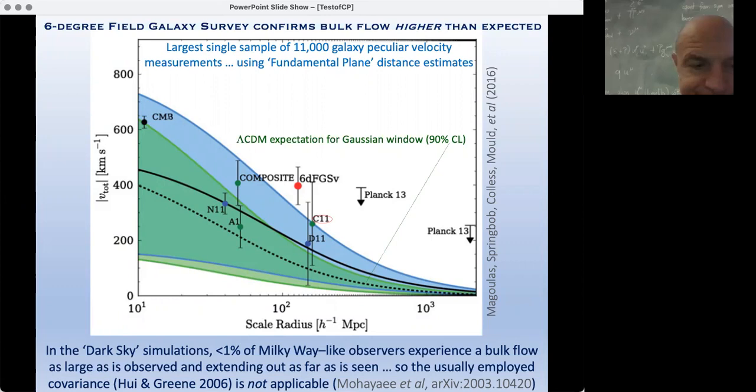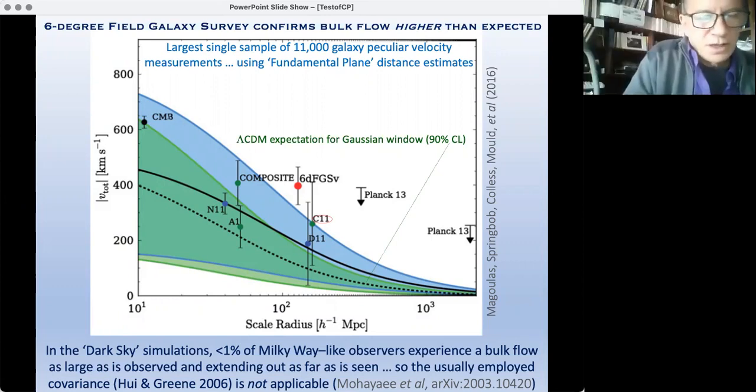Okay, thank you. We have to stop the discussion, but I'll take one last naive question. If there is a dipole and it looks like we're moving in some direction, how come the acceleration... I think the data are isotropic, right?